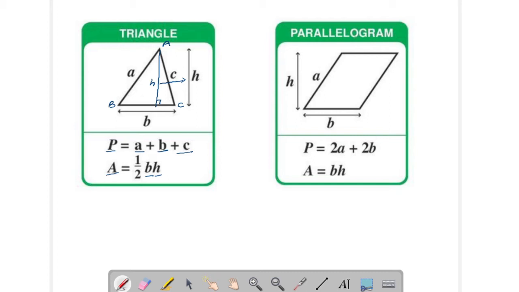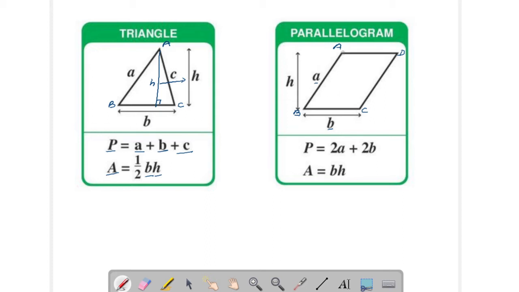Now in a parallelogram, see this is your parallelogram. A, B, C and D. This is your parallelogram. AB and BC are its adjacent sides. Let AB be a and BC be b. And what is height? Height is the perpendicular distance from one vertex to the opposite side.